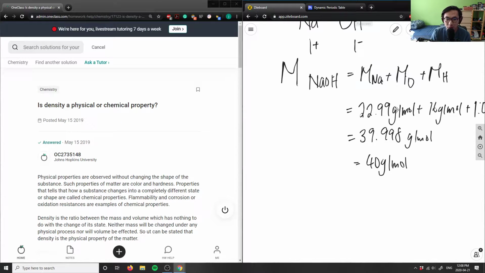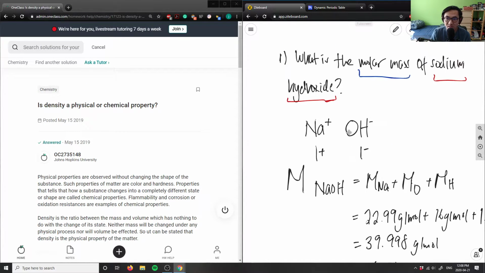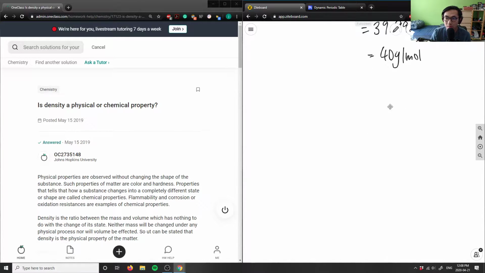Awesome. So let's look at our second question. It's asking, is density a physical or chemical property? It's talking about this concept of physical and chemical properties, and we don't actually see this much in grade 11 chemistry. It's more so in general science courses such as in grade 9. So let's look at this question and answer this quickly.